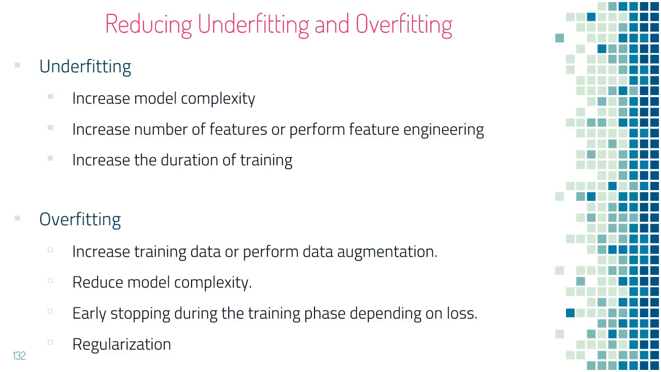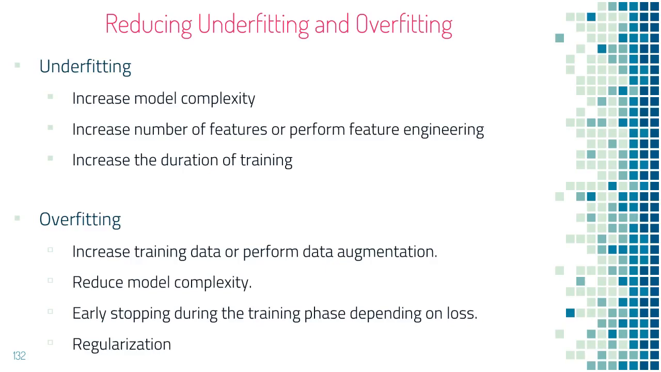You can also increase the duration of the training. Duration of the training is a suitable case for deep neural networks. And the duration of learning can be increased by extending the number of epochs. If you train your neural network with fewer epochs, the training duration will be very short. That you can increase by increasing the number of epochs. So here are the ways for reducing the effect of underfitting.